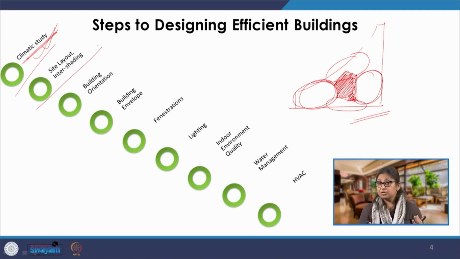When will we need more shading? When there is a lot of sun, but we need to cut off that sun. When do we not need intershading? Is when we have a lot of sun and we also need a lot of sun, that is in a cold climate. Based upon this climate study, we will first do the site layout and intershading. In addition to energy, at this level itself, at the second step itself, we also need to take into account the drainage, which is primary.